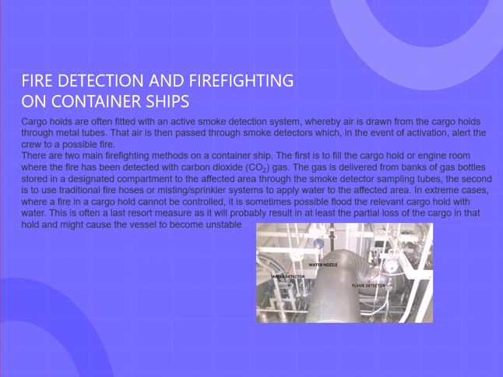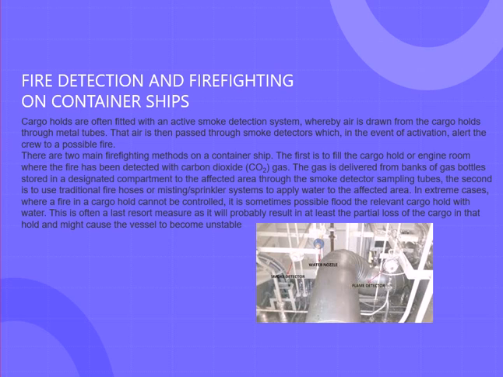So before protection, you need to detect. Then fire detection and firefighting on container ships. Cargo holds are often fitted with an active smoke detection system, whereby air is drawn from the cargo holds through metal tubes. That air is then passed through smoke detectors, which, in the event of activation, alert the crew to a possible fire.